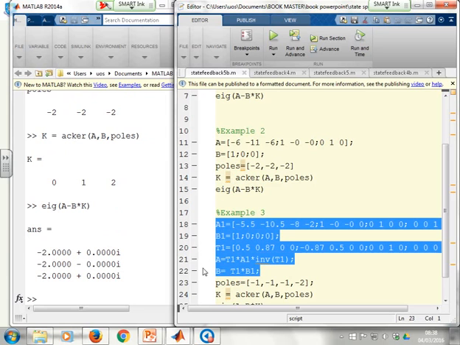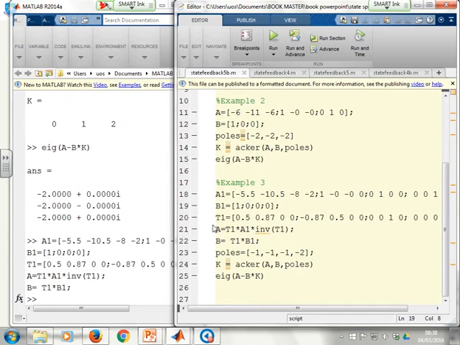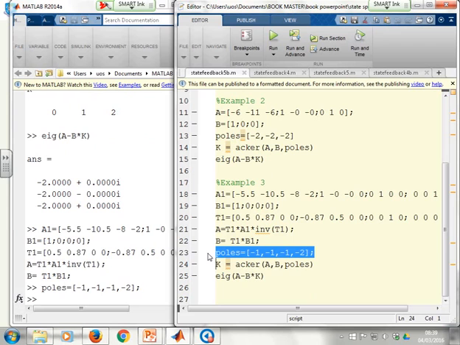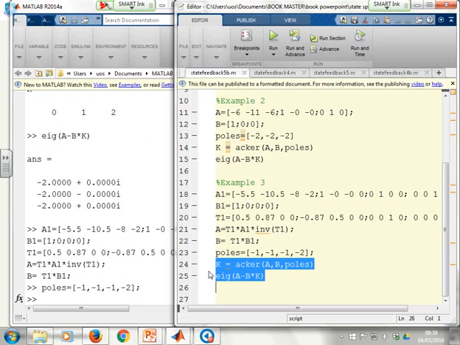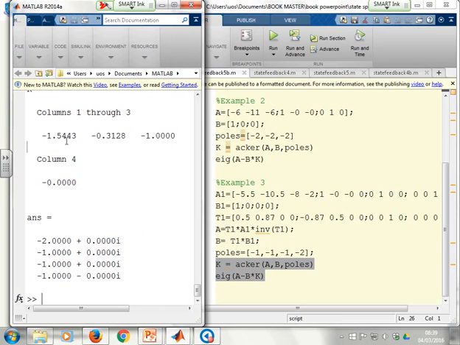And for example 3, first we'll define the A and the B. There they are. The poles we want are here. You can see 3 at -1, 1 at -2, and again I can use Ackermann and check has it worked. So there's the state feedback, and you'll see that's the same as we got earlier, and here are the poles. We've achieved what we wanted.